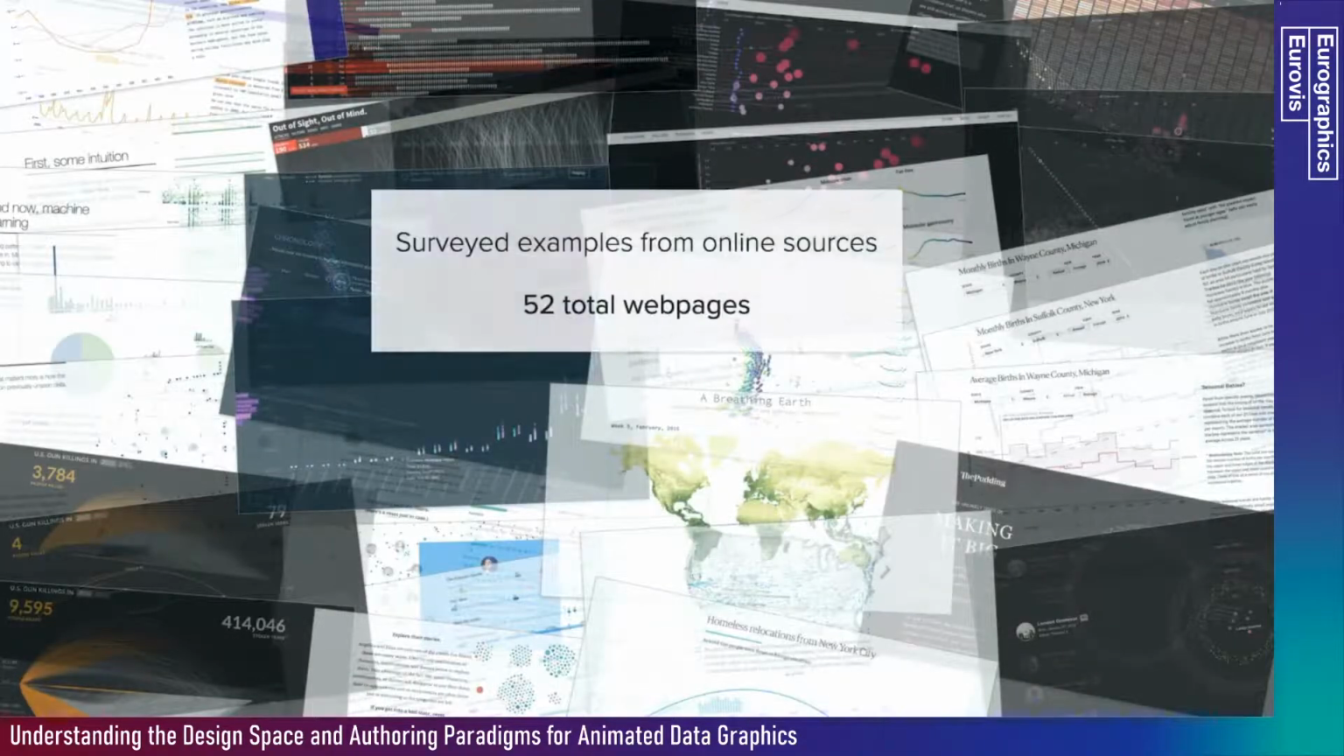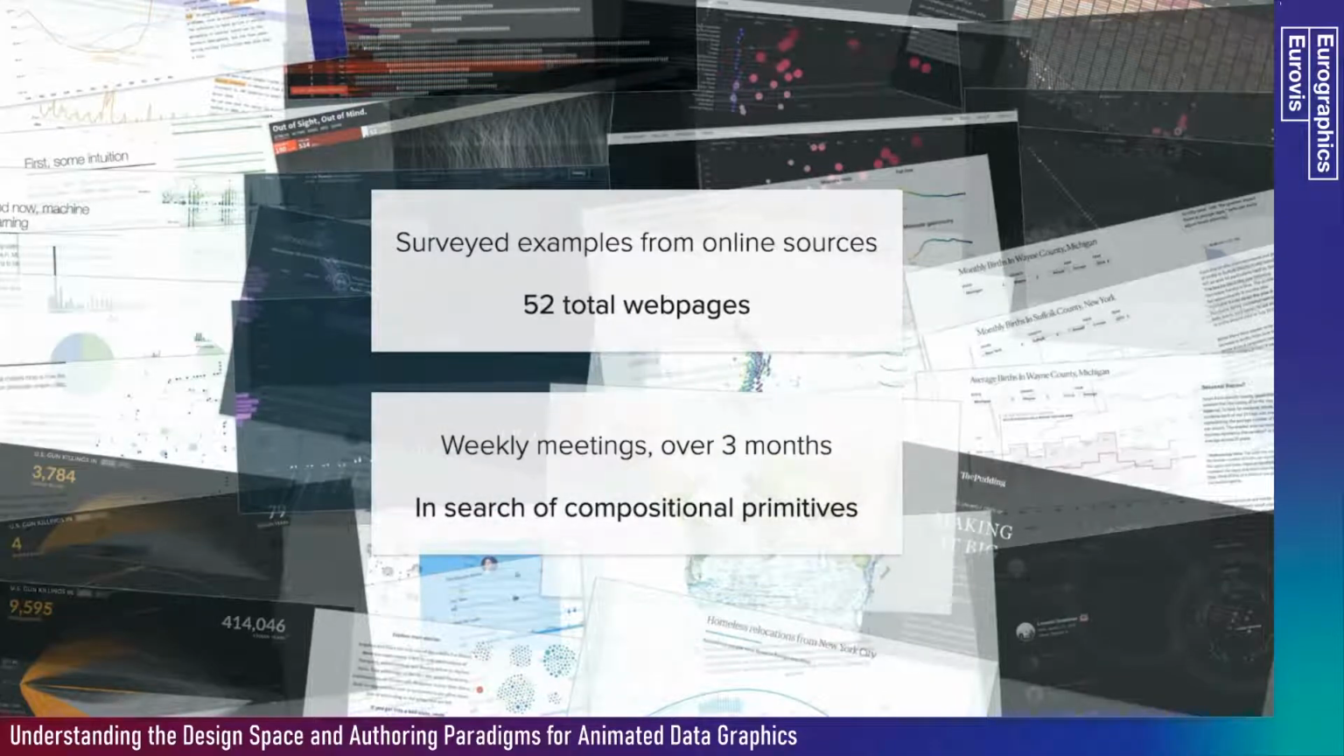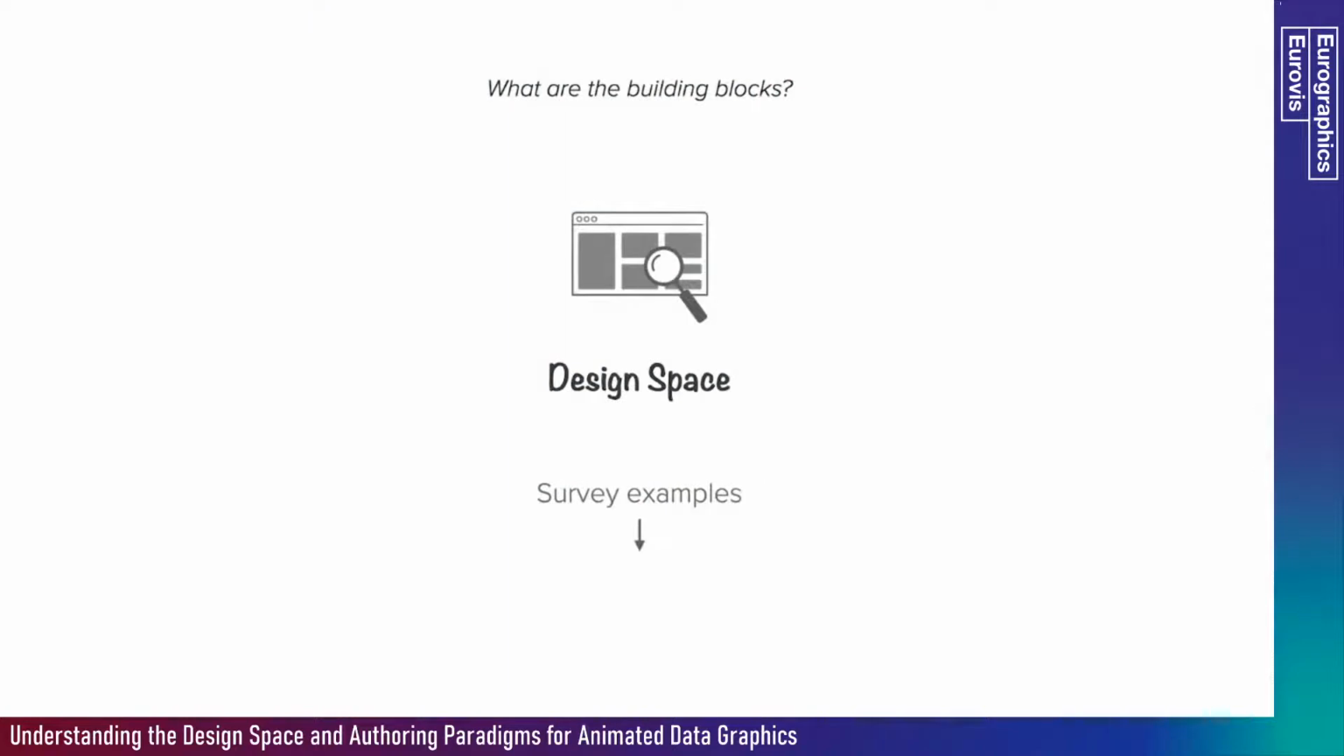In search of these animation building blocks, we surveyed 52 examples selected from award showcases, media outlets, and freelance designers. The examples include data narrative articles, data videos, visualization slideshows, and interactive maps. During weekly meetings over 3 months, we defined compositional primitives that were generalizable across datasets and visualization forms. The output from our survey were primitives and compositions that characterized the design space.